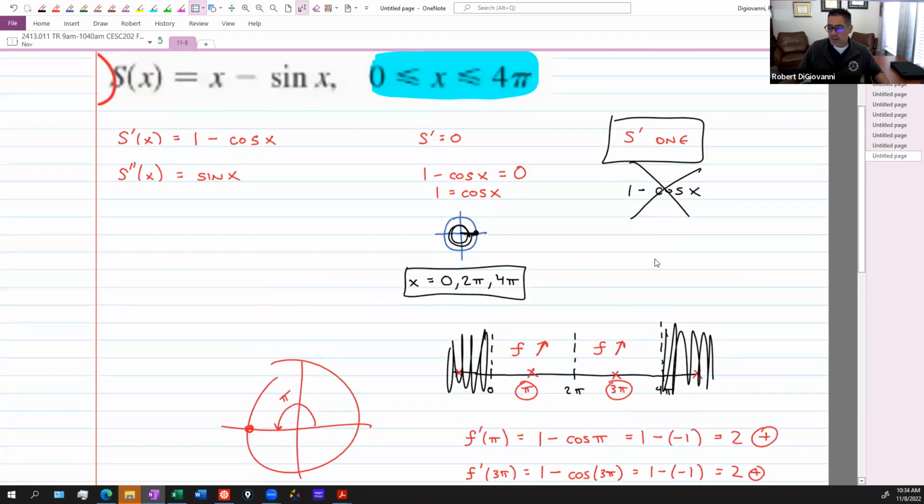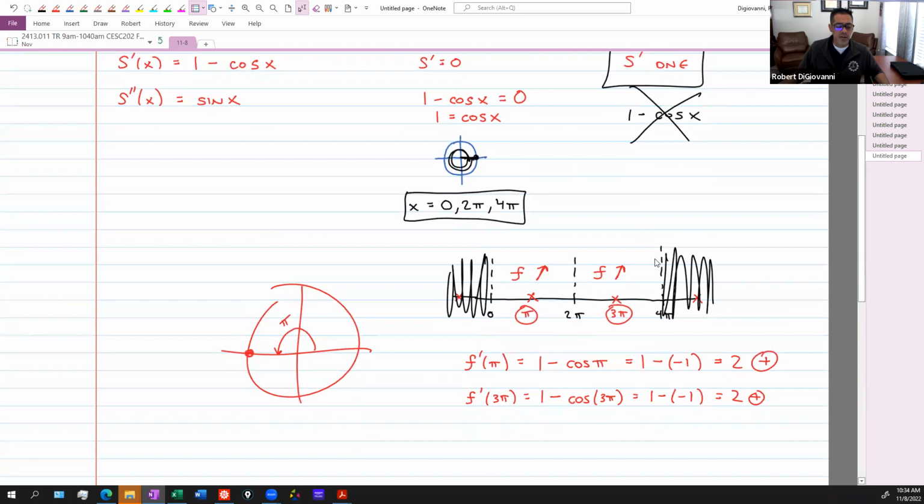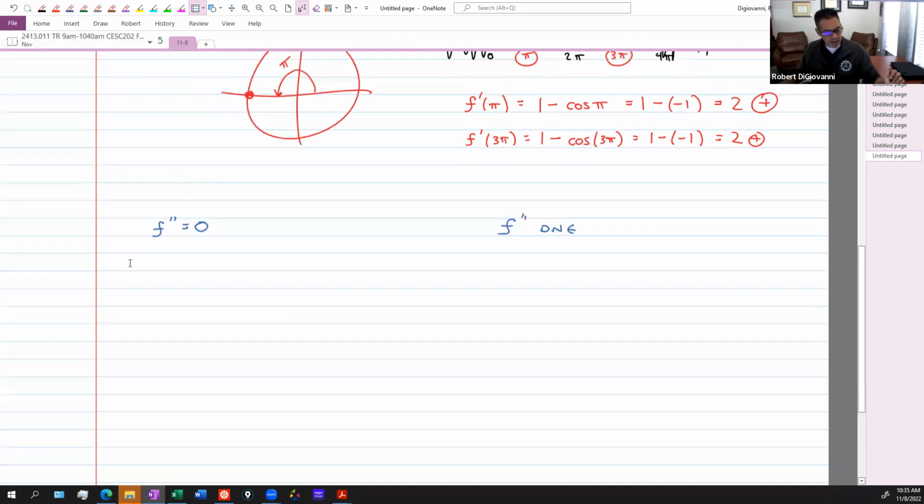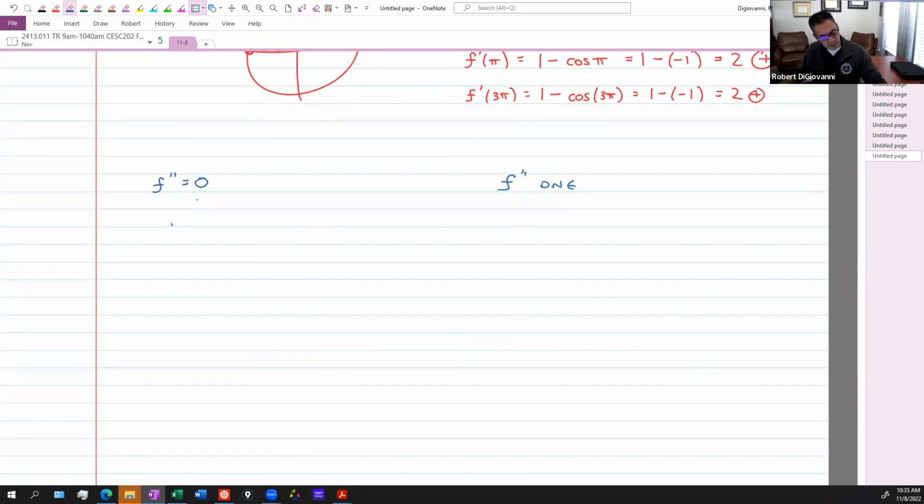Can I proceed? Because I'm really close on time here. I'm going to do the second derivative now. So now I'm taking my second derivative. I want to know where it's 0. I want to know where it doesn't exist. My second derivative, we said, was sine x.